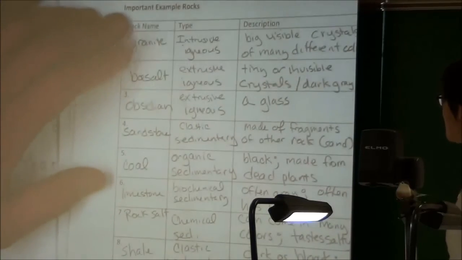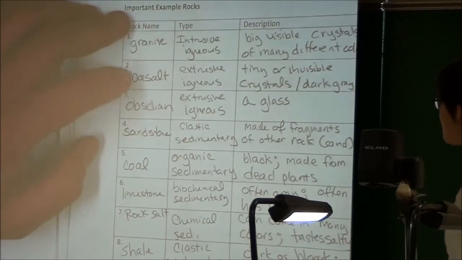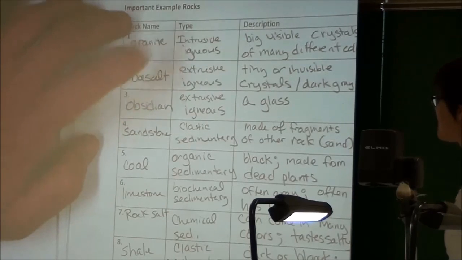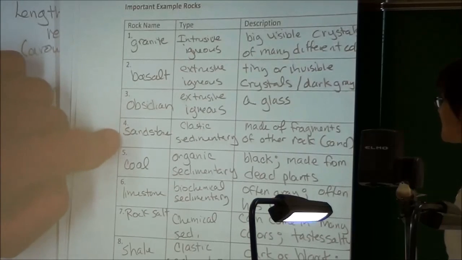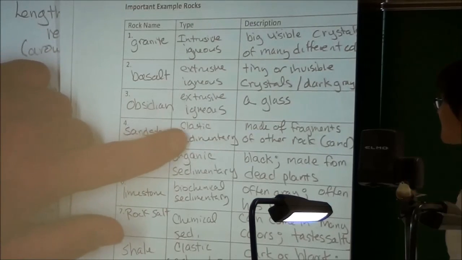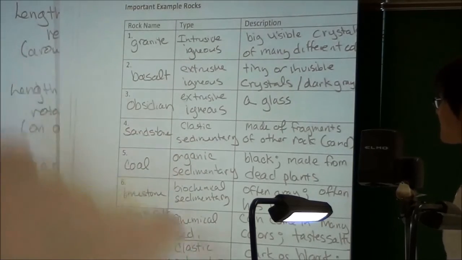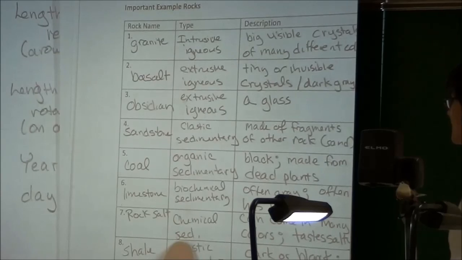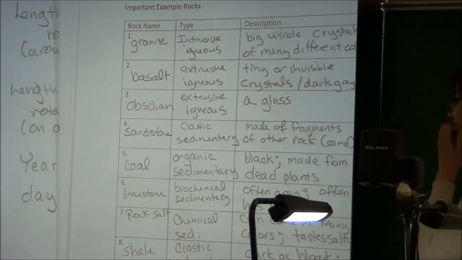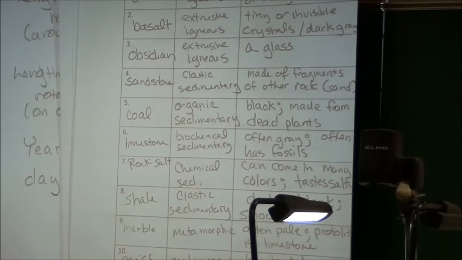So you need to know granite, which is intrusive igneous; basalt, which is extrusive igneous; obsidian, which is extrusive igneous; sandstone, which is clastic sedimentary; coal, which is organic sedimentary; limestone, which is biochemical sedimentary; rock salt, which is chemical sedimentary; shale is clastic sedimentary; marble is metamorphic; and gneiss is metamorphic.